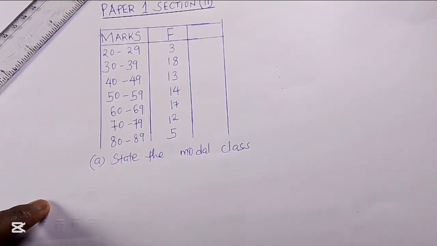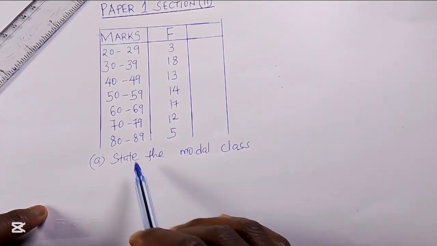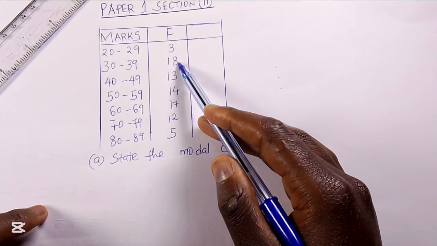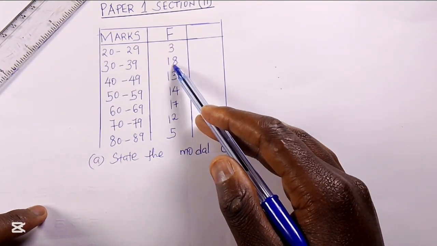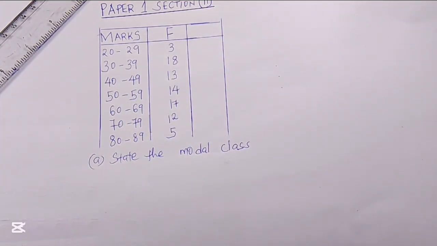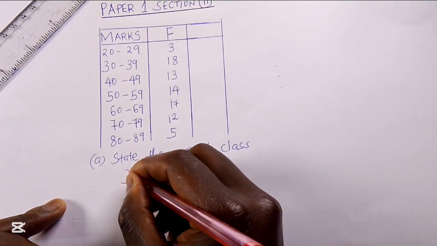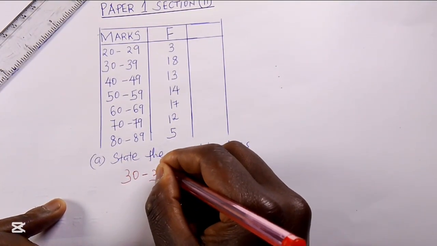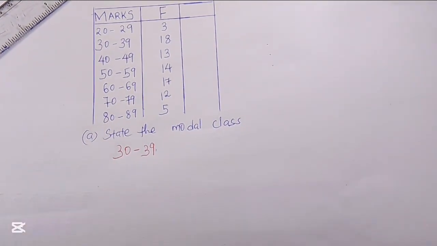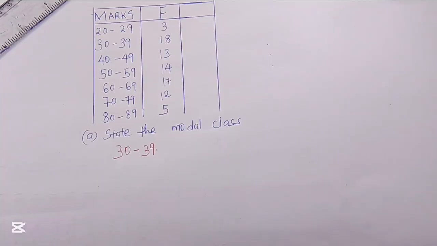For you to state the model class, we said the model class is the class with the highest frequency. The class with the highest frequency is 18, so the class with the highest frequency is 30 to 39. So our model class will be equal to 30 to 39. We have responded our first question. That was equivalent to 1 mark.